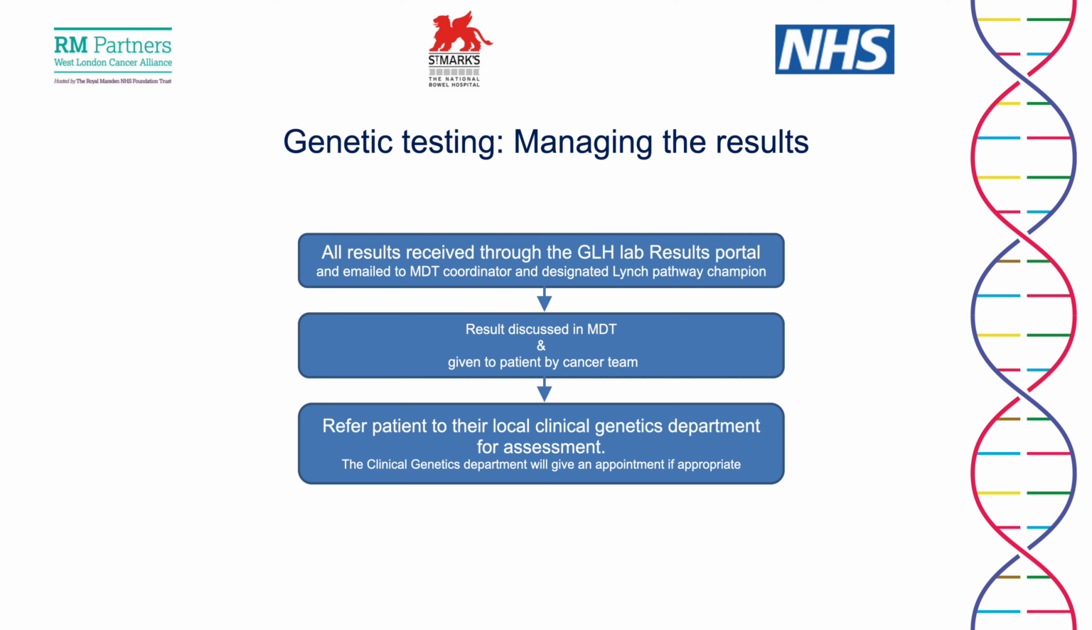Surveillance recommendations should be made for the patient and for the patient's relatives. The clinical genetics department will virtually discuss the results, if appropriate, with the patient. So it's important to make sure that the clinical genetics department obtain a copy of the letter with the genetic testing result and recommendations.